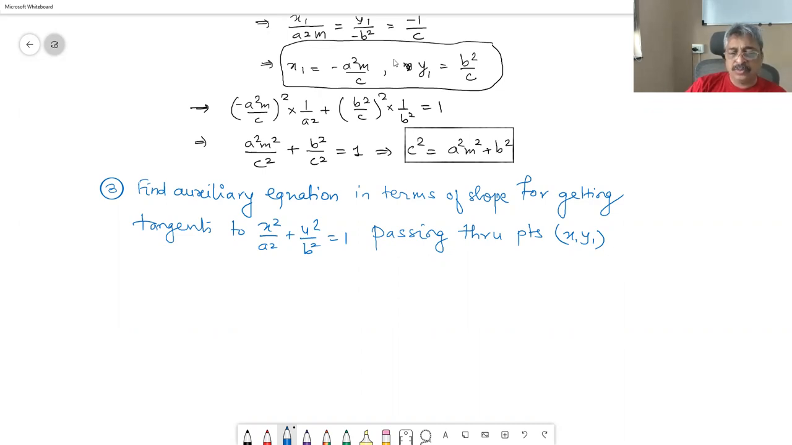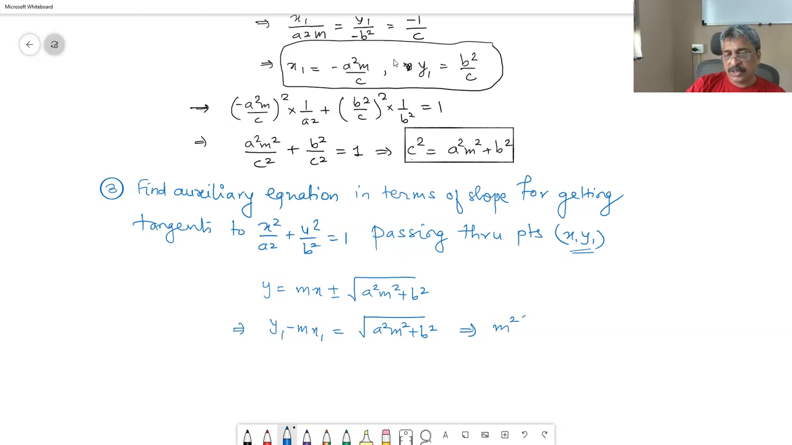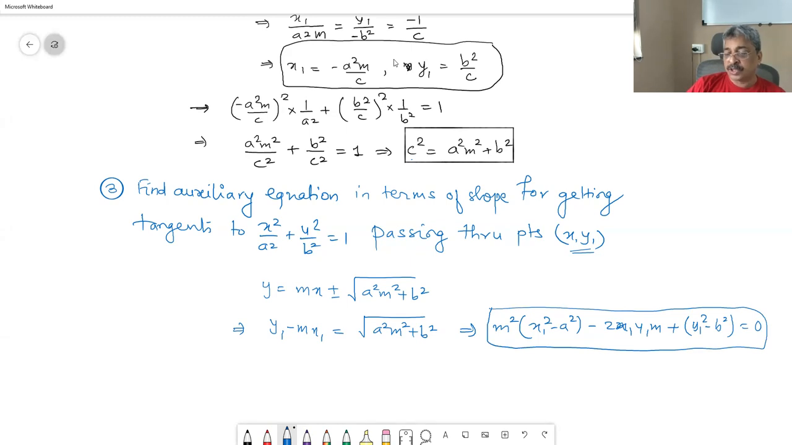So this is the line which is going to be tangent to the ellipse. And what we are asked to do is that this line should pass through x1, y1. And therefore, y1 minus m x1 is equal to radical a square m square plus b square. This should give us a quadratic in m: m square inside bracket x1 square minus a square, minus 2 x1 y1 m plus y1 square minus b square is equal to 0. This is your quadratic equation, which if you solve, you will get two slopes and you will get two tangents.